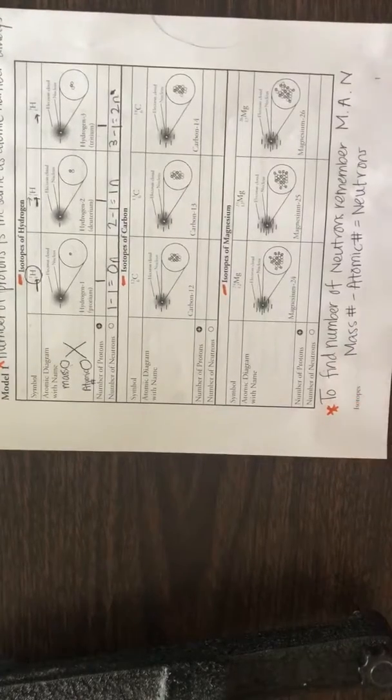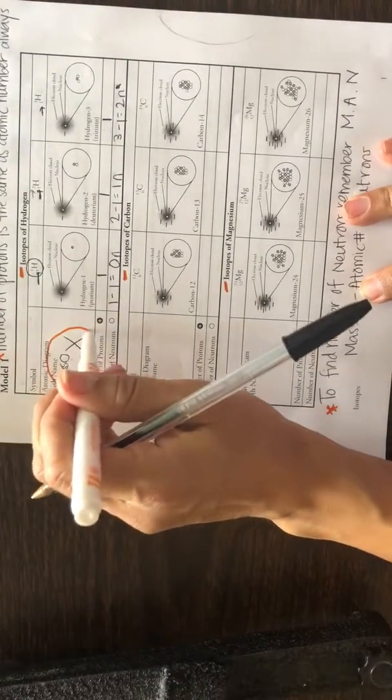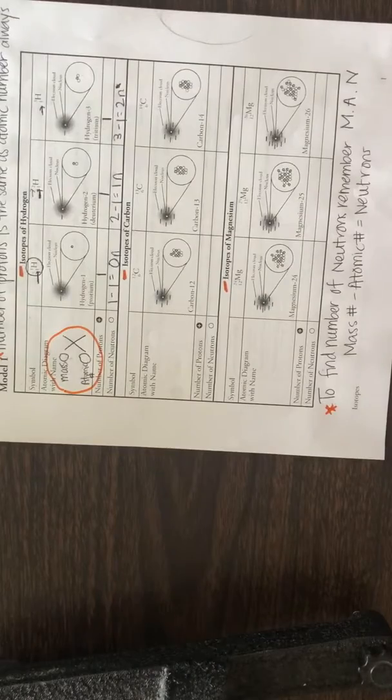Okay, so the front page is just getting you familiar with finding the number of protons and neutrons, and really the biggest thing is as long as you know this, you'll be able to get by. Okay, do we have any questions on this front page? Okay, let's flip it.